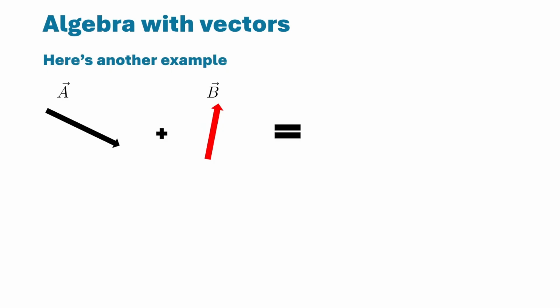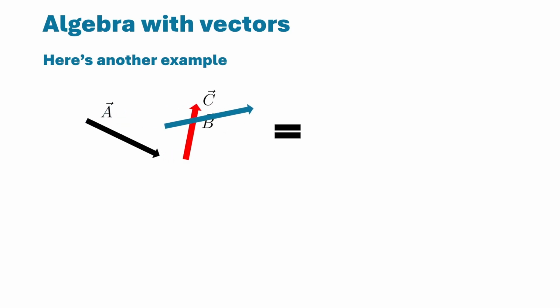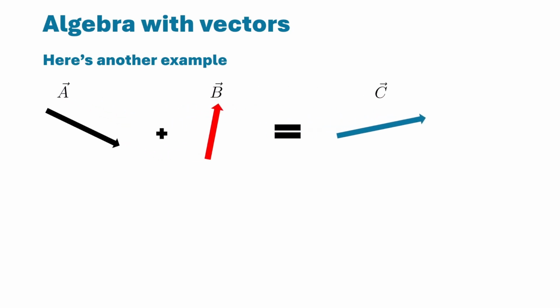So here's another example. If we have this different vector A and this different vector B, following what we did with the displacement vectors, we're going to take the second vector B and put it to the head of the first vector. And then our resulting vector is going to be from the tail of the first vector to the head of the last vector that we're adding, which is in our case B. So there's our resulting vector C, and that's our answer.